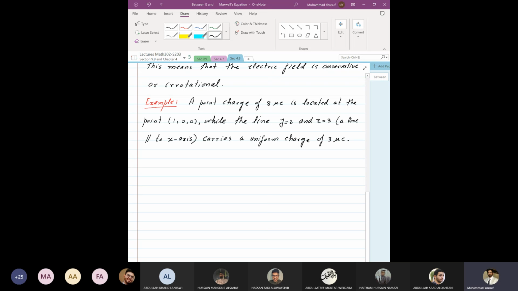If the potential at point A, which is (0, 5, 3), so we are in Cartesian coordinates, is 30 volts, what is the potential at the origin, which is (0, 0, 0)?